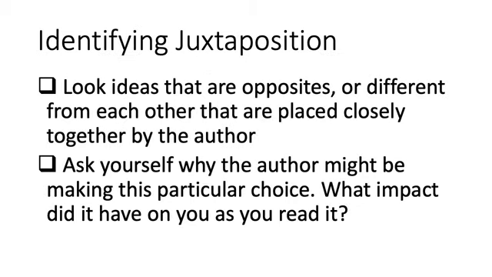So as you're looking throughout the text, you want to look for ideas that are opposite or different from each other that are placed closely together. This can't just be like any two ideas throughout. They have to be closely linked together, not necessarily in the same sentence, but definitely in the same area. And they have to be playing off of one another. Otherwise, it wouldn't count as juxtaposition.